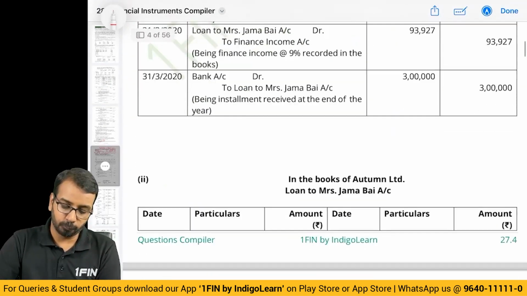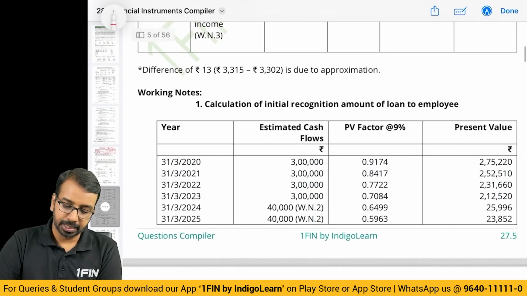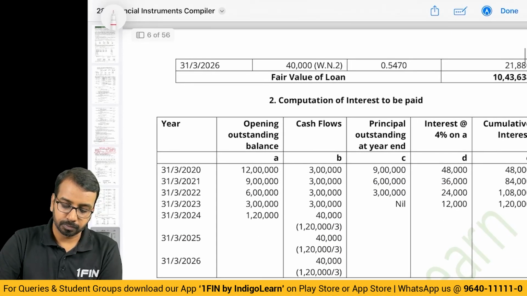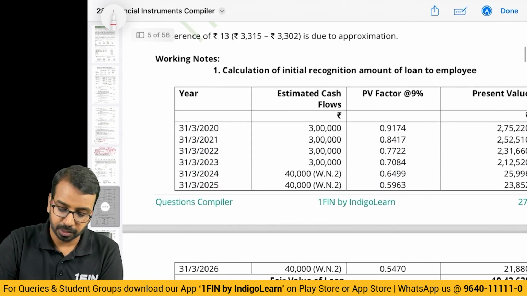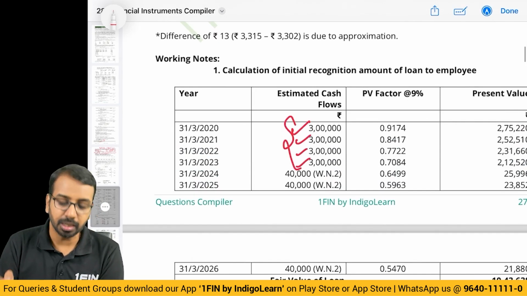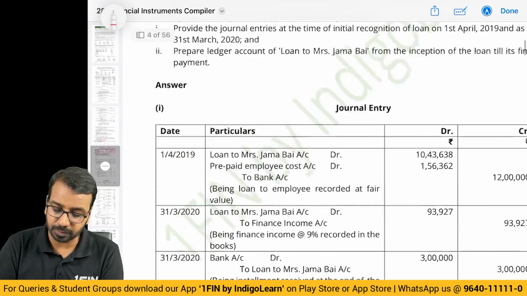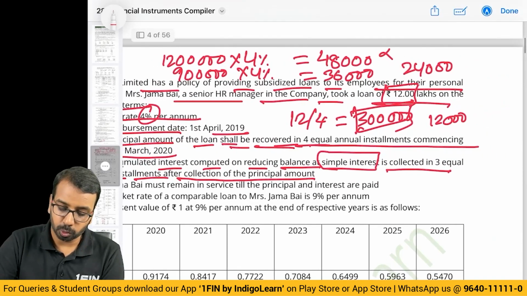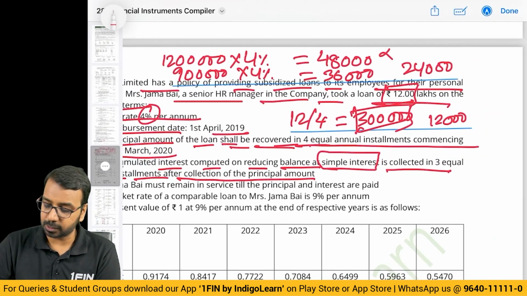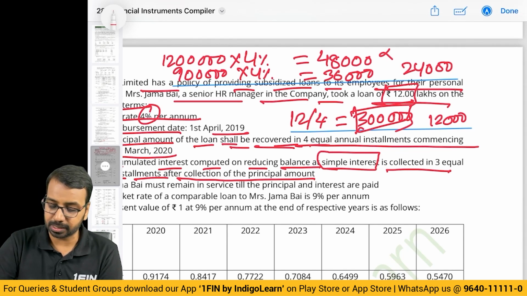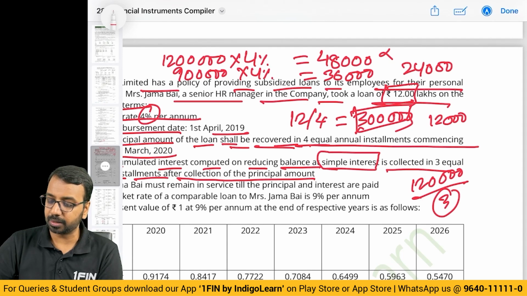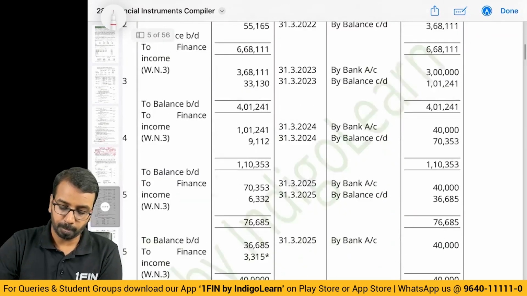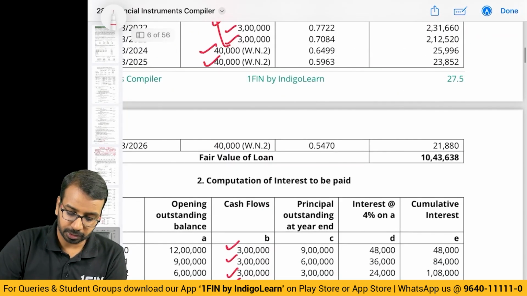So what is the cash flow? 3 lakhs, 3 lakhs, 3 lakhs, 3 lakhs. This is the cash flow. Then what is the total interest we calculated? Total interest is 48 plus 36 plus 24 plus 12. Total interest is 1,20,000. This will be recovered in 3 installments. Divided by 3, I get 40,000. So I have 40,000, 40,000 and 40,000.